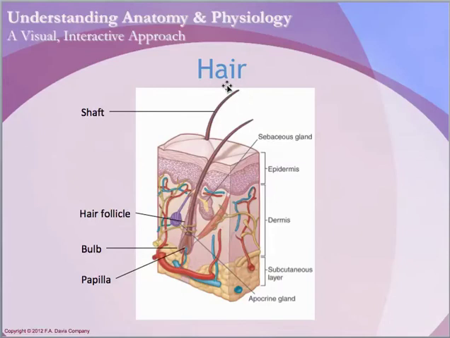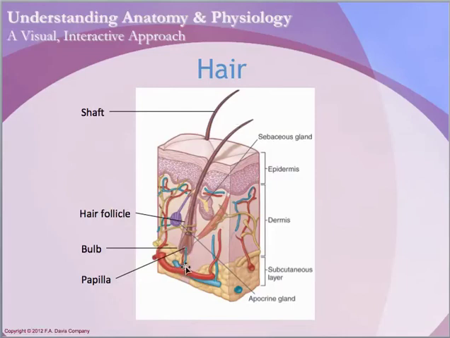So again, just a reminder here, the shaft is above the skin, comes down to the hair follicle. Below that is the bulb. This is where growth occurs, and it pushes the hair up. This hair follicle and this shaft is really dead tissue. Down here is where the growth occurs, and it pushes the dead tissue kind of up. The papillae is where the nutrients come in.